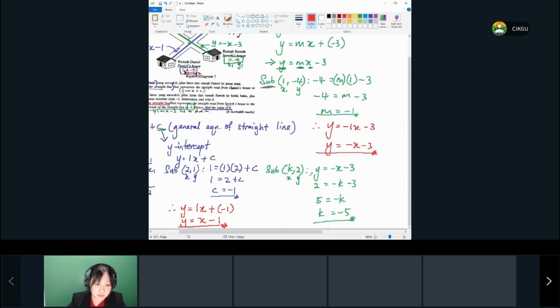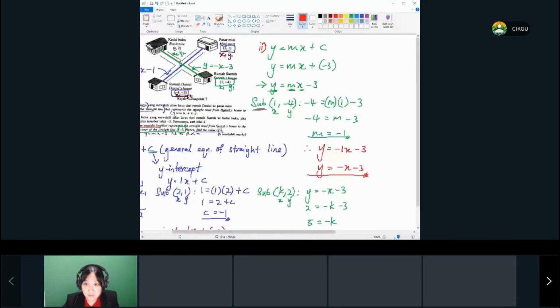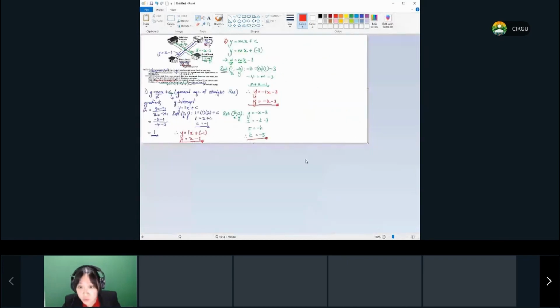Should I put this in a red color? Okay, I hope you guys get this. Is it too small for you guys to see? I think still can, right?